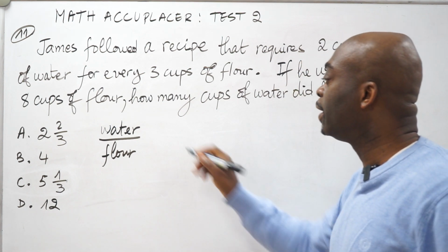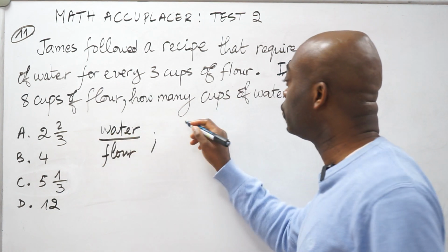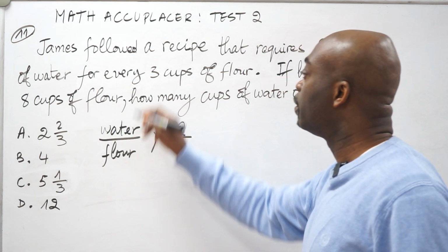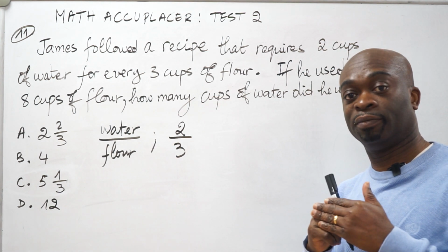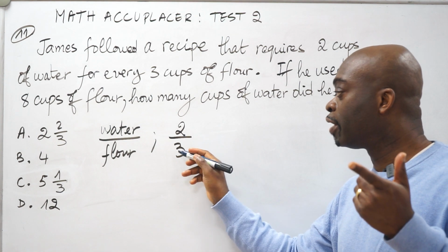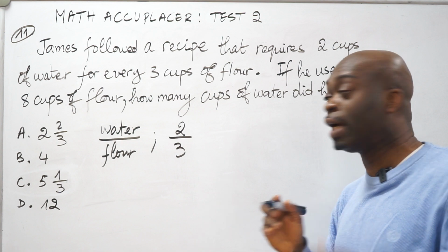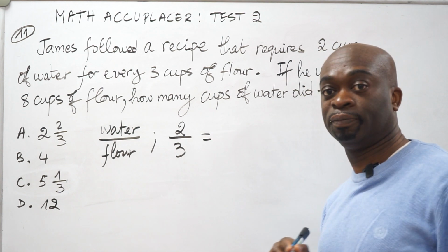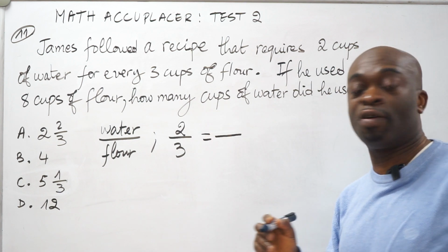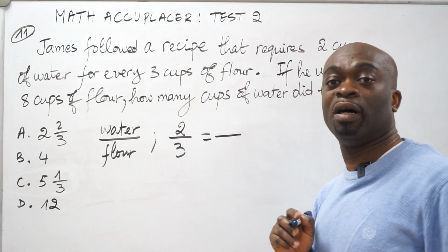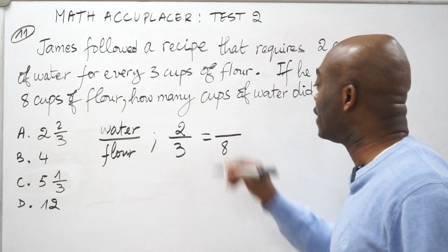So now let's go for it. So what do we have? So we have 2 cups for the water. So that would be 2 on the top over 3 flour. So they go together. Okay? 2 cups of water, 3 cups of flour. They go together as a fraction, okay? And then that will be equal to, now the next fraction, so he used now 8 cups of flour. So where do we put the flour? At the bottom of the fraction, right? So we're gonna have 8 at the bottom here.